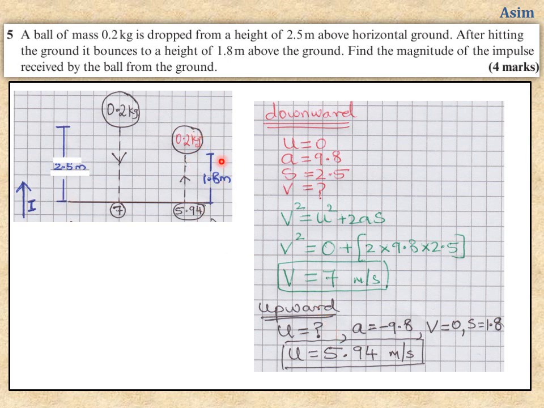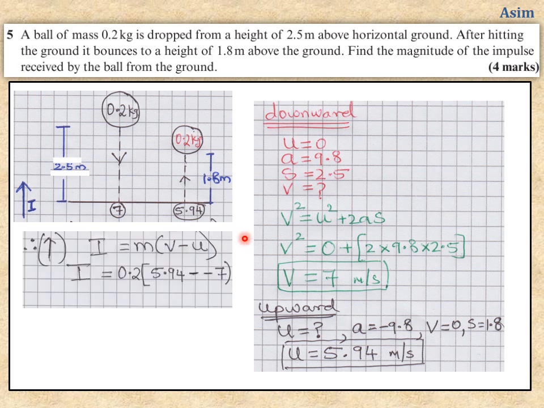And in the upward direction, if I take again, we don't know this velocity here. We are finding this. Acceleration is reversed, so it is minus 9.8. It will reach the maximum height, where velocity will be 0, and displacement is 1.8. Again, using kinematics, we can find u is 5.94. So before impact, the velocity was 7. After impact, the velocity is 5.94. So now we know the velocities. Now we can go ahead with impulse.